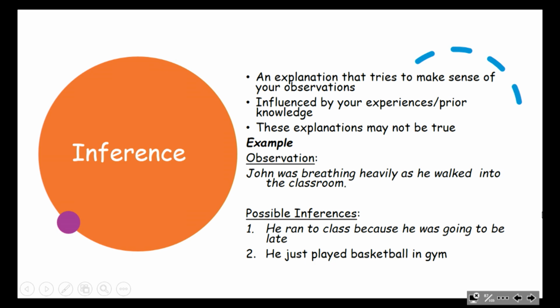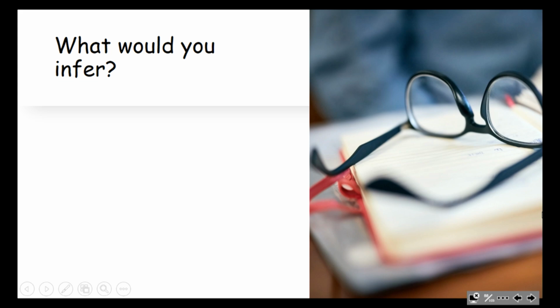Okay, another option would be, number two, maybe he just played basketball in the gym, right? And this would be especially true if he came in with like a gym bag, right? So a kid walks into the classroom, he's breathing really heavily, he's got a gym bag on his shoulder. You would kind of put two and two together and make an inference to say he probably just got out of gym class. So an inference is kind of like an educated guess. Okay? So what would you infer?